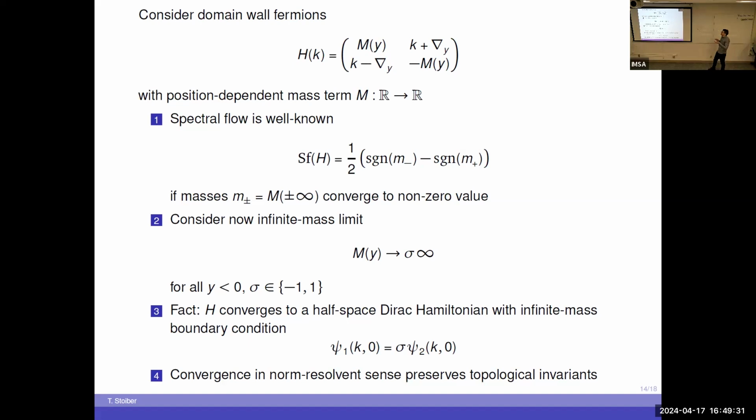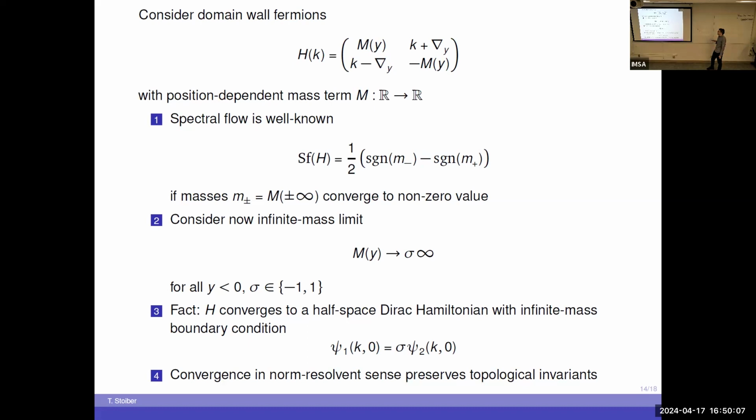And we know that if we have different masses asymptotically, then this domain wall binds some bound states, some interface states, and this causes a spectral flow, which is given by the difference of the signs of the mass, plus and minus infinity. Okay, so this is an interface model. It's not a half-space, but it's an interface. But we can now let this converge to a half-space model by letting the mass go to infinity on one side of the domain wall.